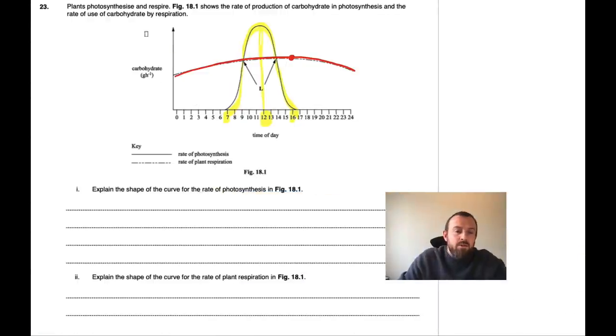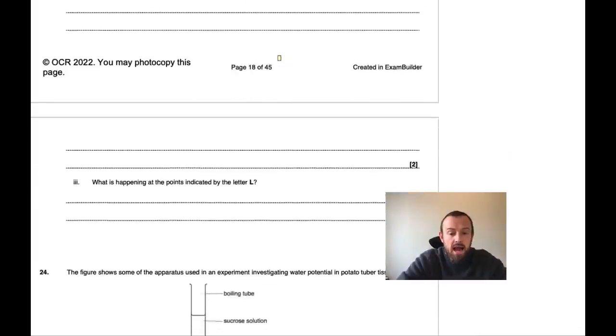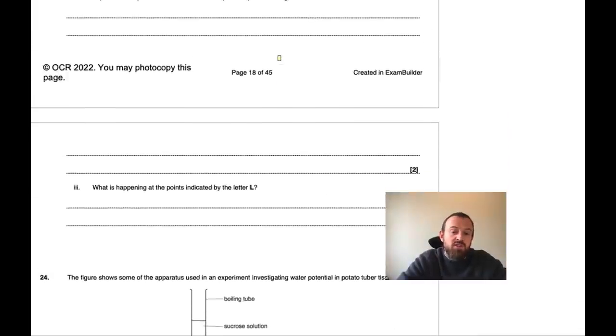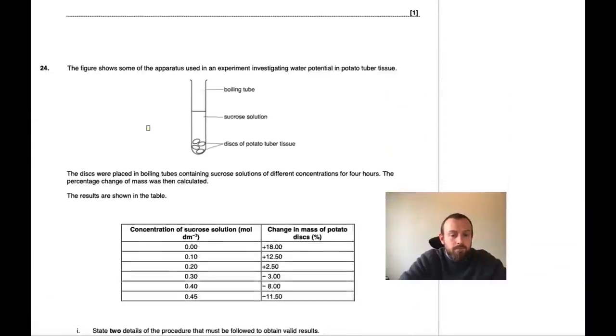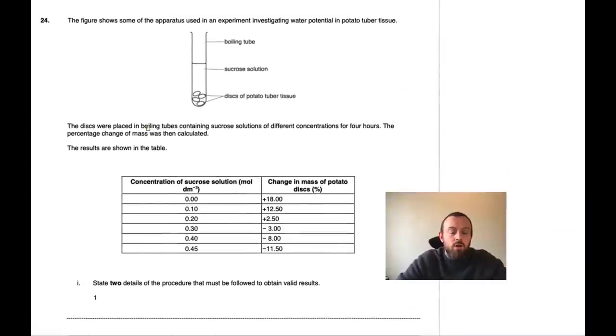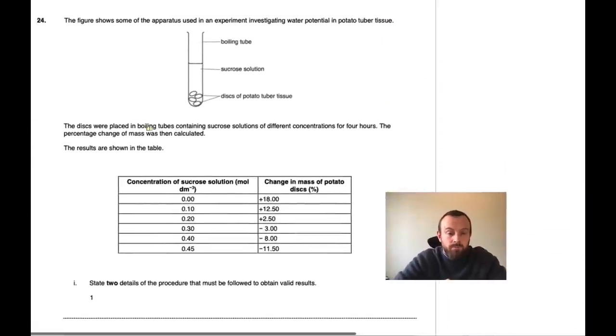All right, so I said that this is compensation point. I'm not going to go over it much, but that point there and that point there are compensation points. What you could have said is that at the compensation point, the rate of carbohydrate production by photosynthesis is equal to the rate of carbohydrate use by respiration. All right, moving on to question 24.